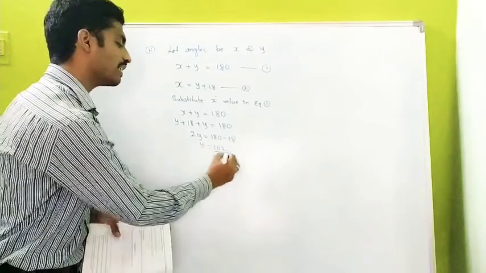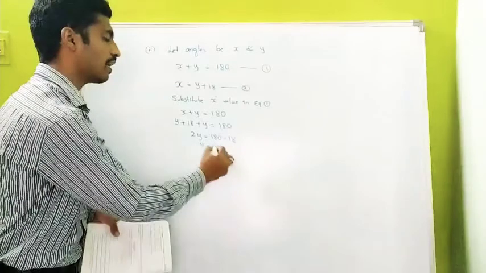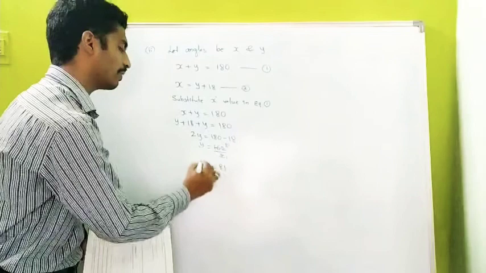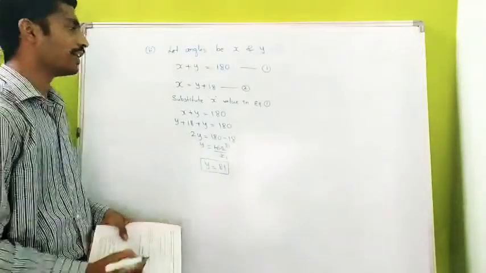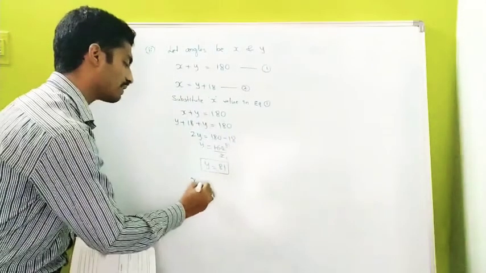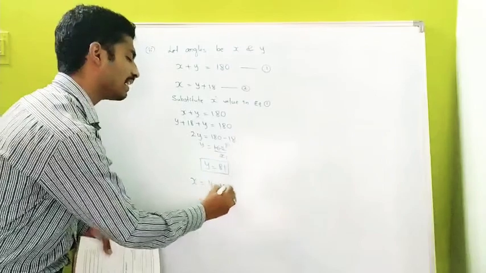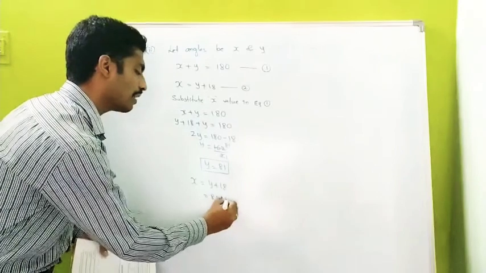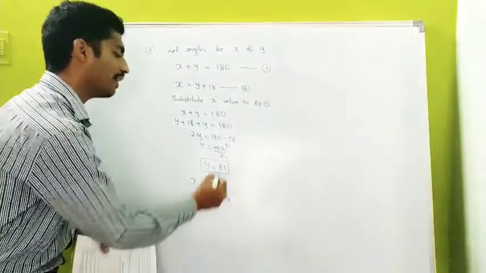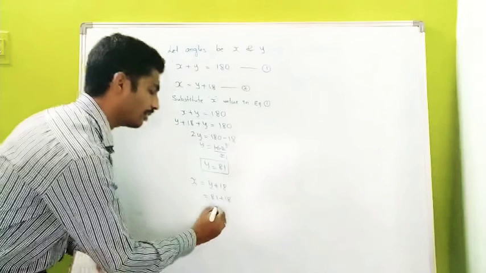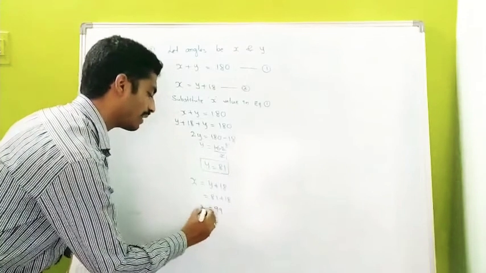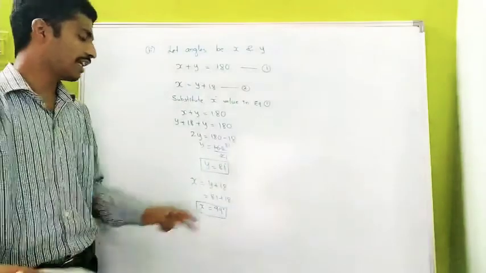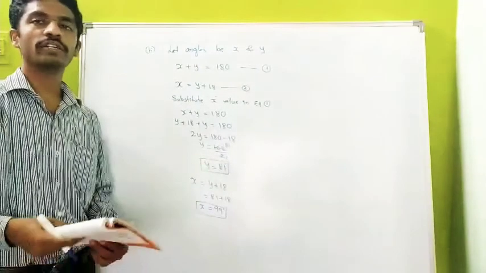So 2y equal to 162. If I take 2 to that side, it becomes divisible. 2 ones are 2, 2 eighths are 16, 2 ones are 2. So y equal to 81. Then what about x? x equal to y plus 18 from the second equation. Substitute 81 plus 18, and we get 99. So the x value is 99 degrees. So our required angles are 99 degrees and 81 degrees.